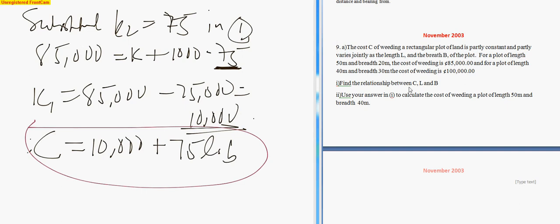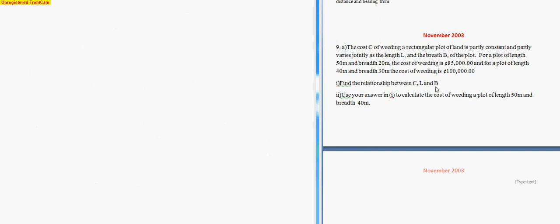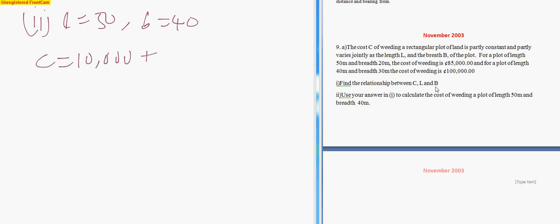Find the relationship between C and B. So this is the relationship between C and B. Now let's move on and do part II. We are given if L is equal to 50 and B is equal to 40, find C. So C is equal to 10,000 plus 75 times 50 times 40, and when you finish you get 160,000.